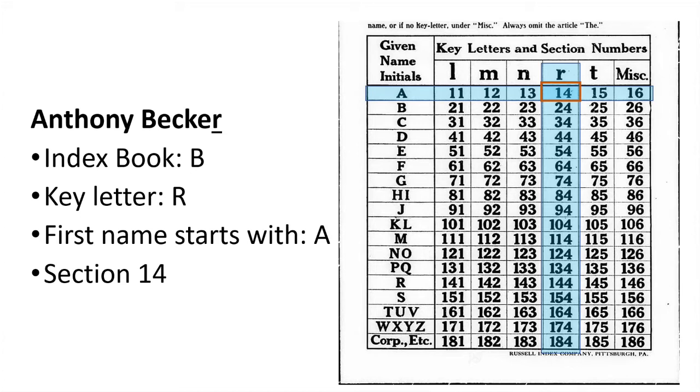If I am researching someone named Anthony Becker, we pull index book B because the last name starts with B. The key letter for the surname Becker is the letter R. And Anthony's first name starts with A. So we look across the row for given name initial A for Anthony, and down the column R for the key letter R, and those intersect at the number 14. So our section number is 14.